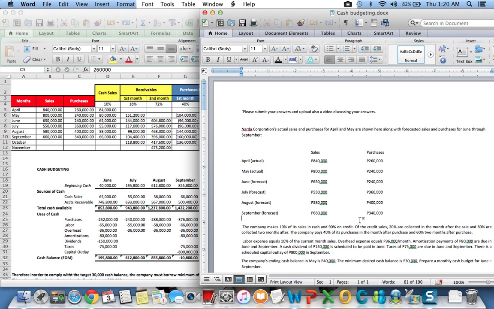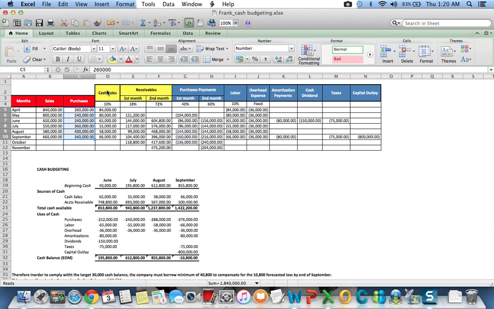The company makes 10% of its sales in cash and 90% on credit. Of the credit sales, 20% are collected in the month after the sale and 80% are collected 2 months after. Cash monthly sales is equal to monthly sales times 10%. The result: these are the cash sales amounts for each month.